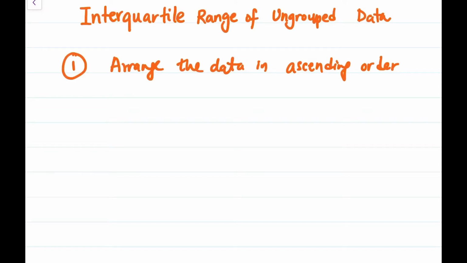And second is you find the median, or at least the middle point of the data. And third is you find the middle of the middle. So once you find the median, you will have data divided into two halves. So what you do is you find the median again for those two halves.